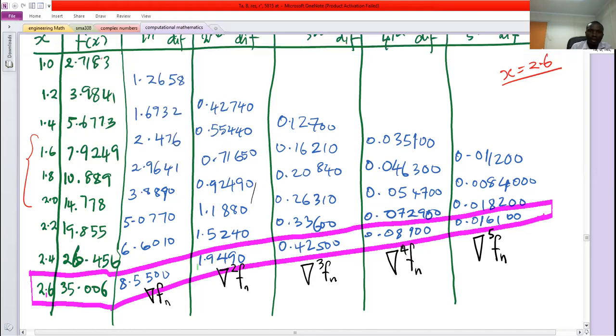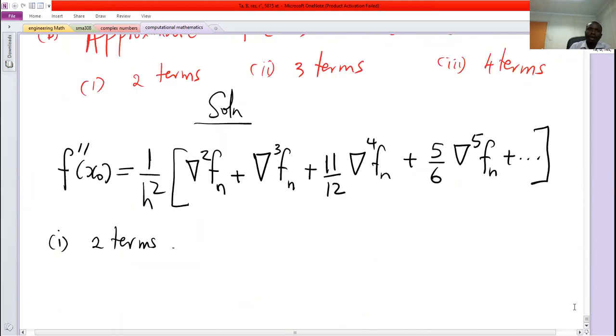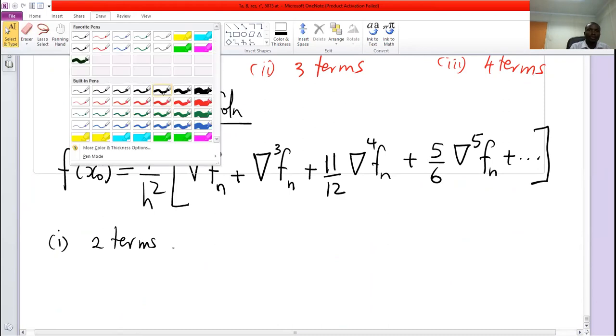Will be this number here. So this is what you are going to use as our first term in the formula for Newton backward, not this one here. This is the first difference. This is the second difference specified in the formula. So we'll have h remains to be 0.2.